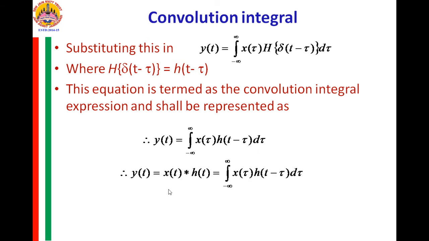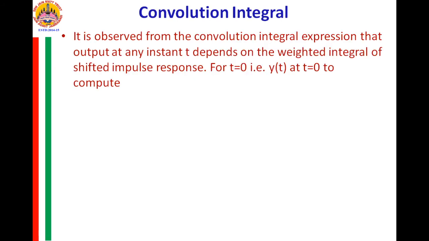And this mathematically can be represented with the convolution operator as x of t convolved with h of t, and by the convolution integral expression as integration from minus infinity to plus infinity x of tau into h of t minus tau d tau. Now, to understand the procedure to evaluate this convolution integral expression, we need to obtain y at the instant t. Consider that we are obtaining the output y of t at the instant t is equal to 0. So, replacing t in the previous expression with 0, we get y of 0 is equal to integration from minus infinity to plus infinity x of tau into h of minus tau d tau.